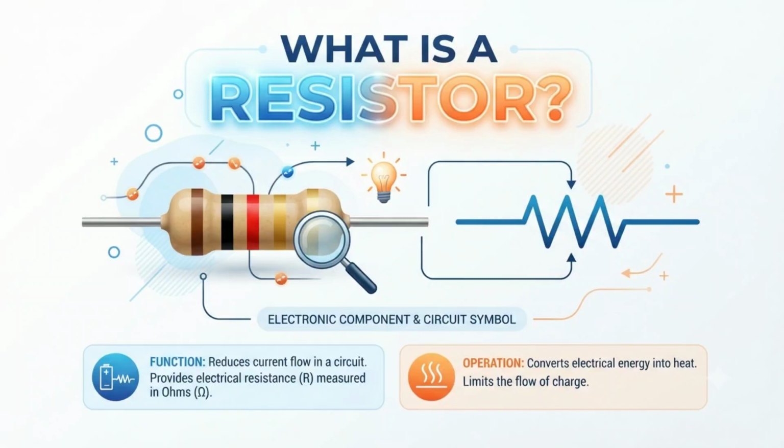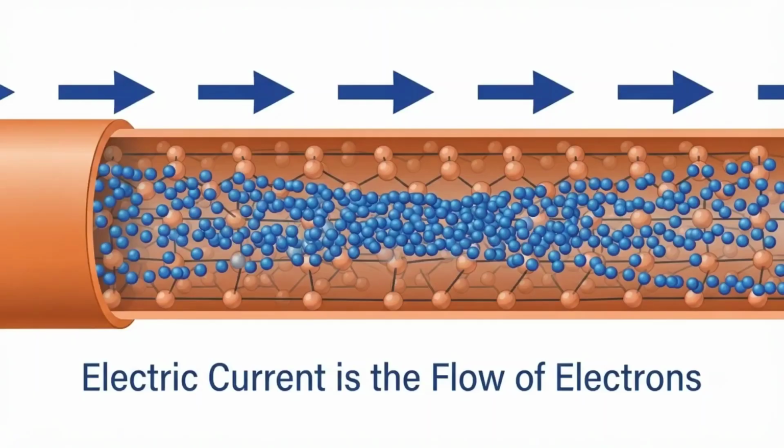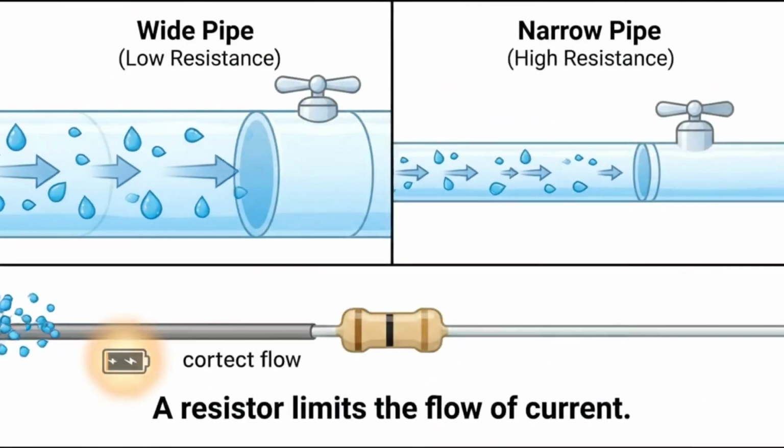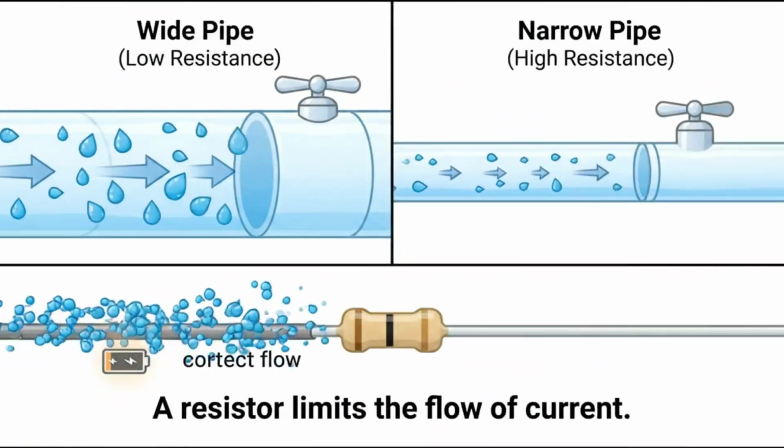Today, we're going to learn about one of the most important electronic components in the world of electronics, the resistor. Before we understand a resistor, let's first think about electric current. Electric current is the flow of electrons through a conductor. If there is nothing to control this flow, too much current can pass through electronic components and damage them. This is where a resistor comes in.